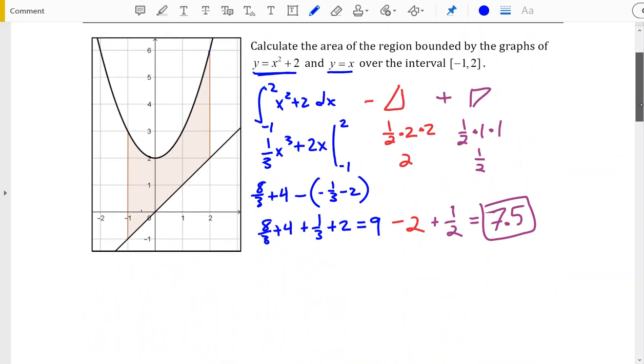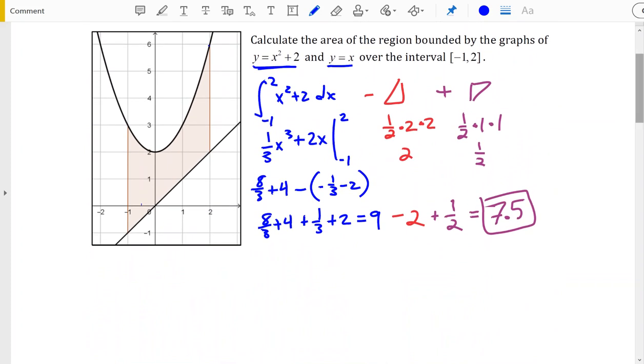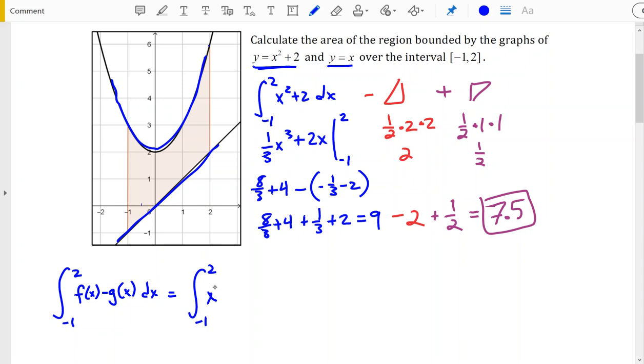So let's return and see if we can apply this new idea and get the same result. We have 2 functions here. We have our top function here, which we could call our f of x, and we have our bottom function, the line, which we can call our g of x, and we can do from -1 to 2 the difference between our 2 functions. We were given these 2 functions in the original problem, so we can set that up as the definite integral from -1 to 2 of f of x, which is our parabola, minus g of x, which is our line.